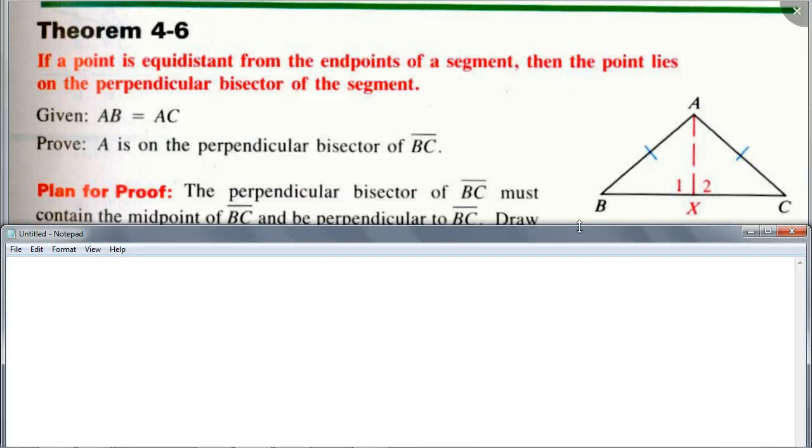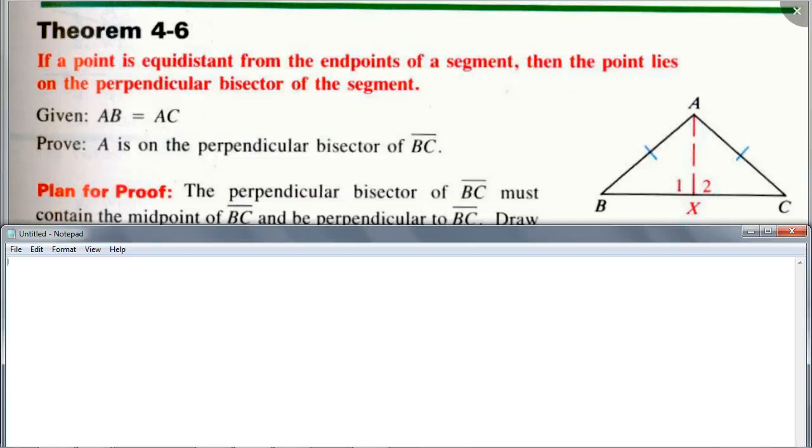So in this case, if a point is equidistant, so if A right here, that's why AB is congruent to AC. If a point is equidistant from the endpoints of a segment, then the point lies on the perpendicular bisector of a segment. Okay. So do you see what we're talking about here? If you happen to have the point that is equidistant from these endpoints of a segment, that point A must lie on the perpendicular bisector of BC. Yes? Will the perpendicular bisector always go through the opposite vertex?